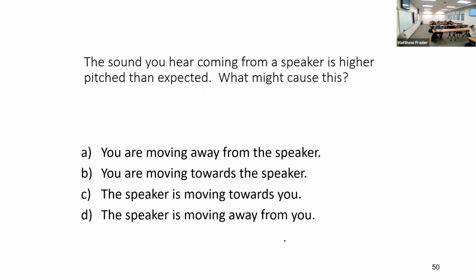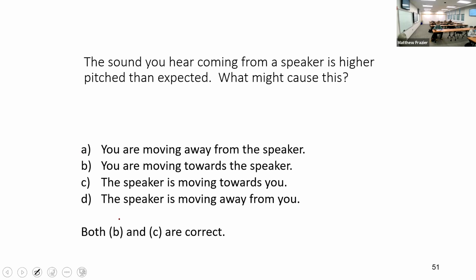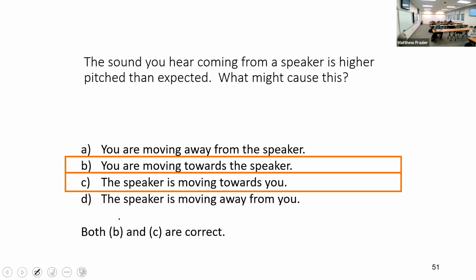All right, so this is just a word problem. You hear a higher pitch than you expect. Question is, what's possible? Higher pitch means you're getting closer to the source. So A is no good, and D is no good. B and C are both possible. There's no way to really distinguish that unless you can measure your motion relative to the air. So for this, it'd be B and C.